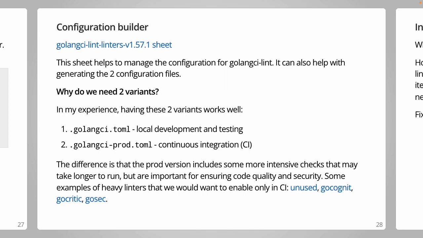So over here, the Golangci.toml is meant for local development and testing. It will exclude some of the checks which are intensive, and Golangci prod.toml is meant for CI. And these are some examples of linters which are enabled only in the prod variant.